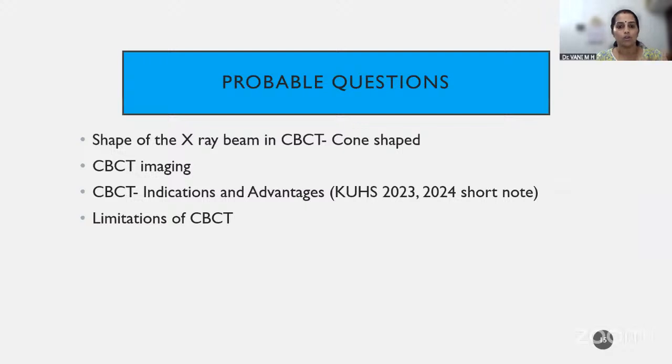Okay. So the probable questions that were asked were, as a small MCQ, the shape of the X-ray beam in CBCT. I told you it is cone shaped. Okay. Then the other questions were CBCT imaging as such, or CBCT indications and advantages as a short note. And limitations of CBCT was not asked, but that also could be a probable question.